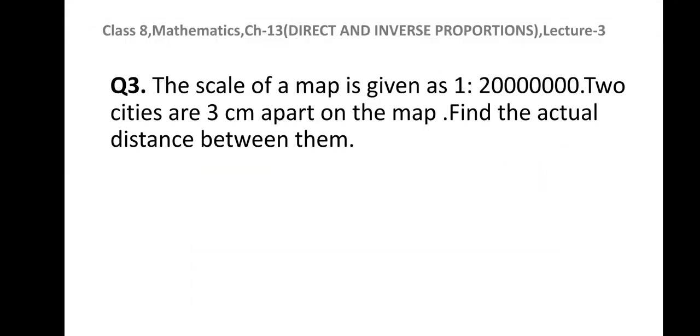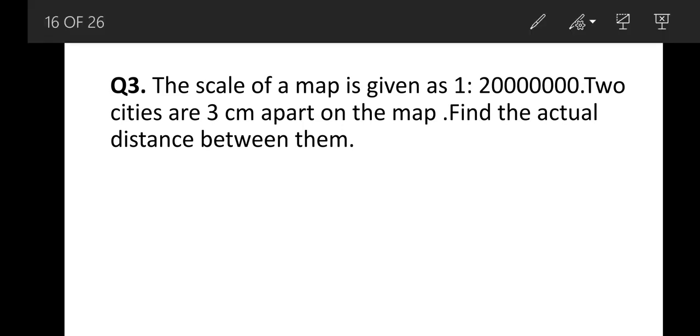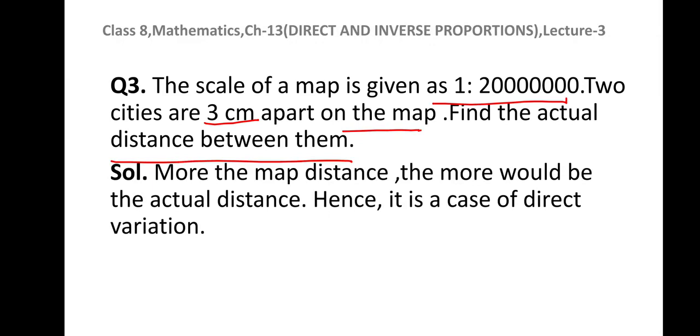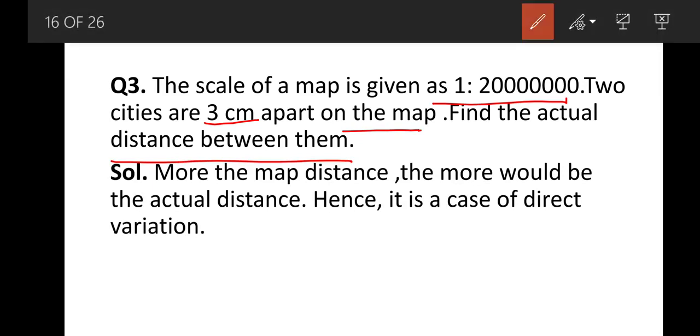Let us talk about question number 3. The scale of a map is given as, this is the ratio of the scale given to you. Two cities are 3 centimeters apart on the map. Find the actual distance between them. We need to find the actual distance between them. And you must have understood, the more the map distance, the more would be the actual distance.